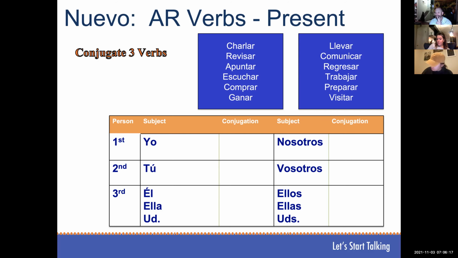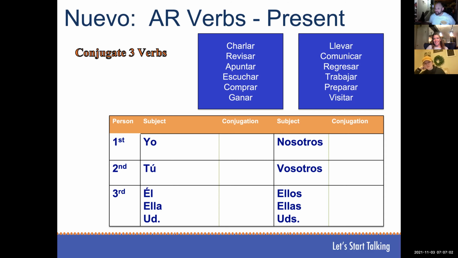Apuntar. No sé. To write down. Right. We actually learned this on our very first day of Spanish class on the activity with the phone numbers, and I say, write down my phone number, apunta mi número. Escuchar. Listen. Comprar. To buy. Ganar. To win. Yeah, ganar has a double meaning, actually. It can mean to win. It can also mean to earn money. I've always liked that because it makes me feel like I'm winning money when I'm working. Much better than earning my money.